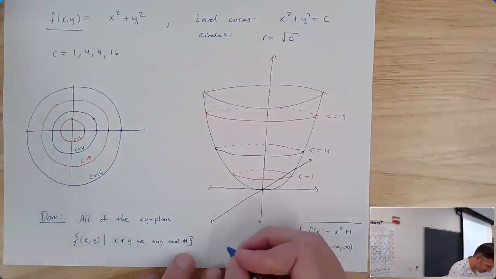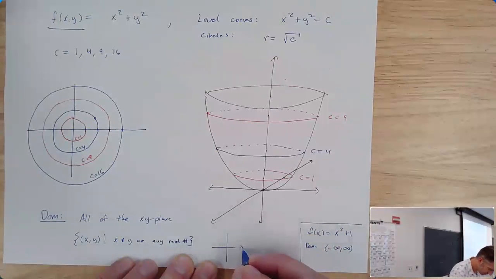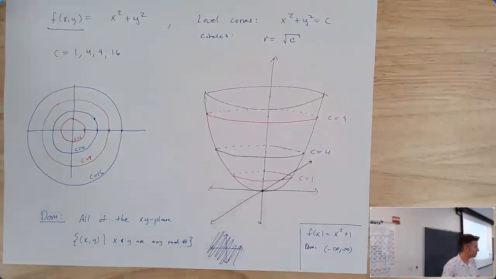You can also draw it. It's not very fun to draw though, because you're just scribbling. There it is. There's my domain. Everything in the XY plane. By XY plane, I mean any place where you can make horizontal functions.